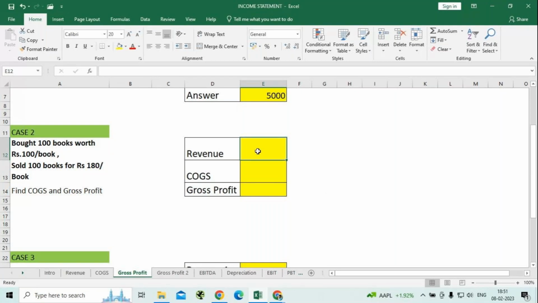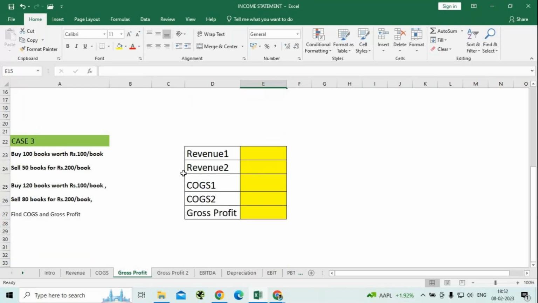When it comes to the inventory calculation, you are supposed to be very careful. So the revenue will be the units sold, that is 100 into 180, but what it was purchased at. So 100 you sold, and it was purchased at 100 rupees each. So the revenue minus the COGS value, that is the gross profit, is 8,000.